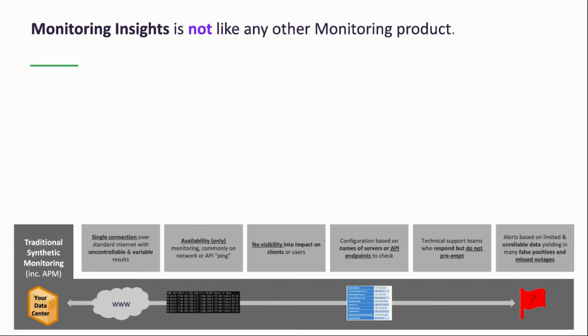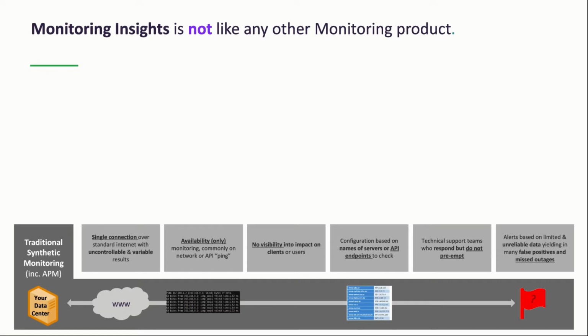Now, when there are issues on your application, you expect this monitoring solution to send you notifications and alerts. But you obviously require this monitoring solution to send you alerts only when there's a genuine problem with the application. So typically, the traditional services are using maybe just one connection to the internet, which is not ideal because that connection can itself introduce variability in the results.